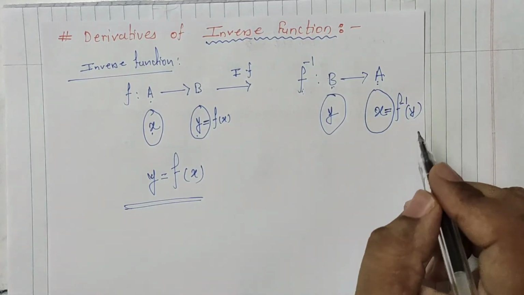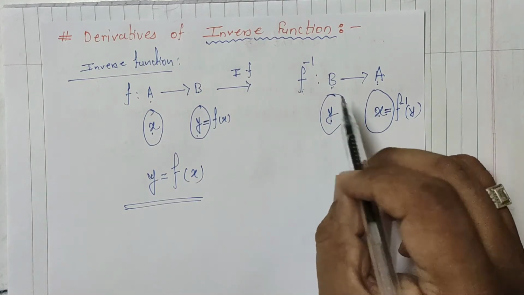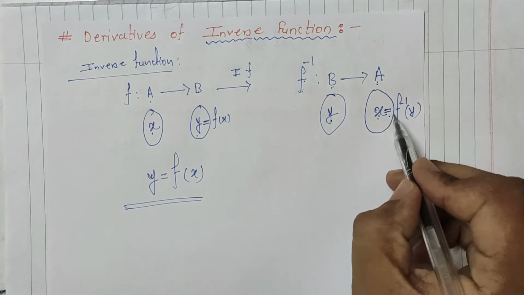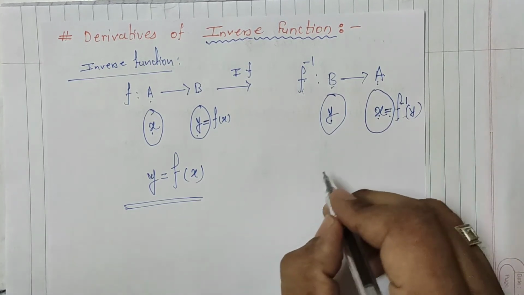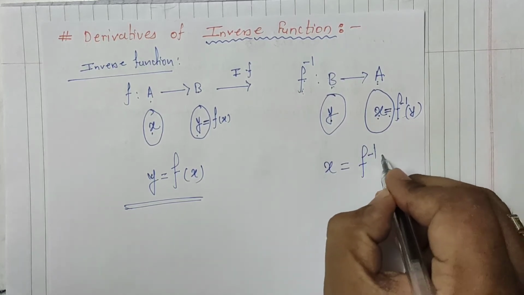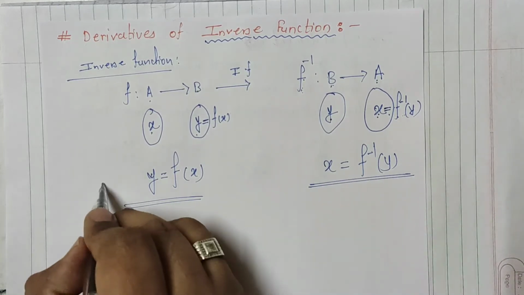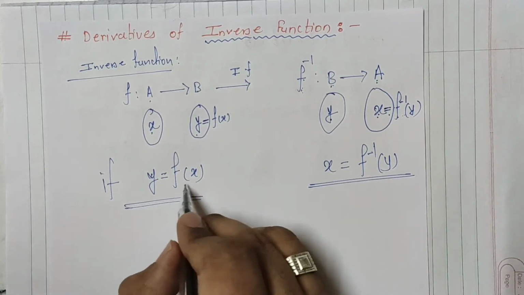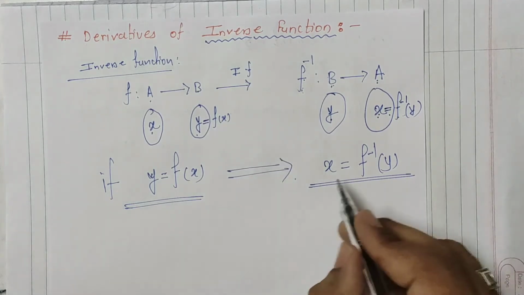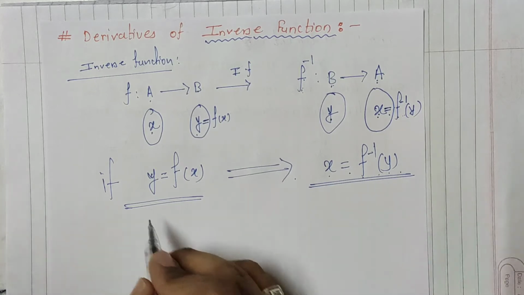Why? Because x is the image of y under which function? f inverse. So we denote it by x is equal to f inverse of y. So this is the inverse function. If y is equal to f of x is any function, then its inverse function is denoted by x is equal to f inverse of y.